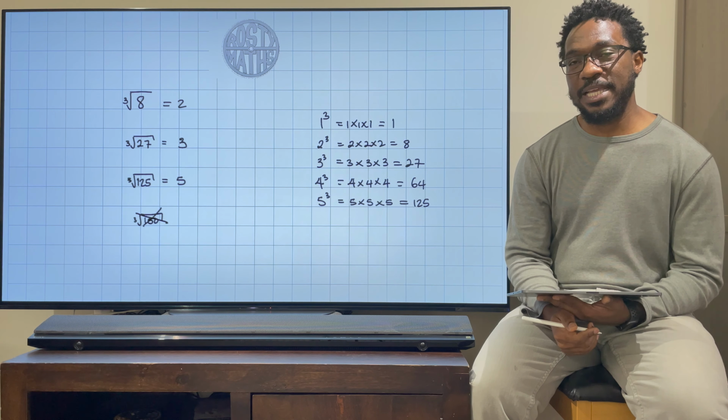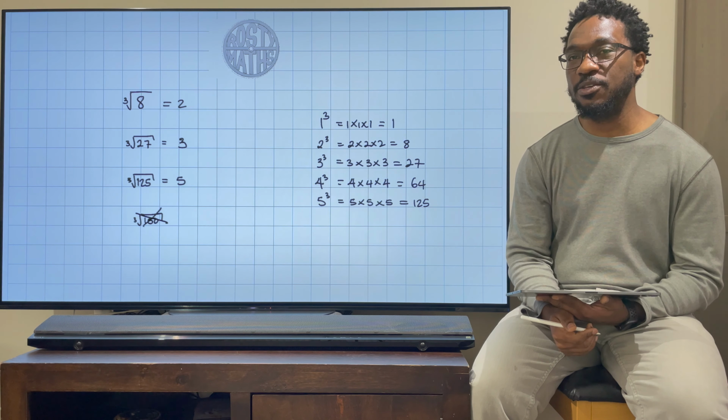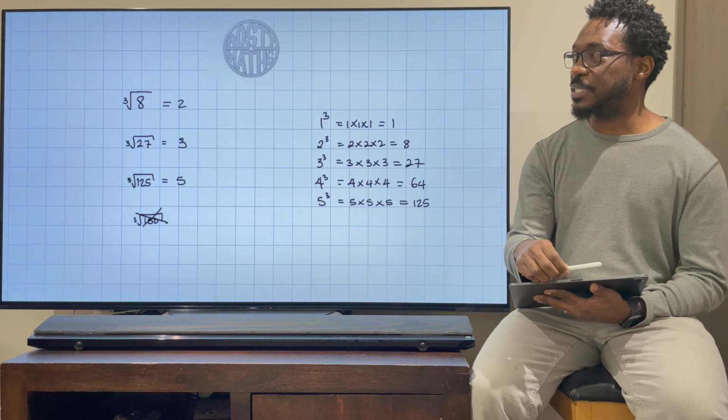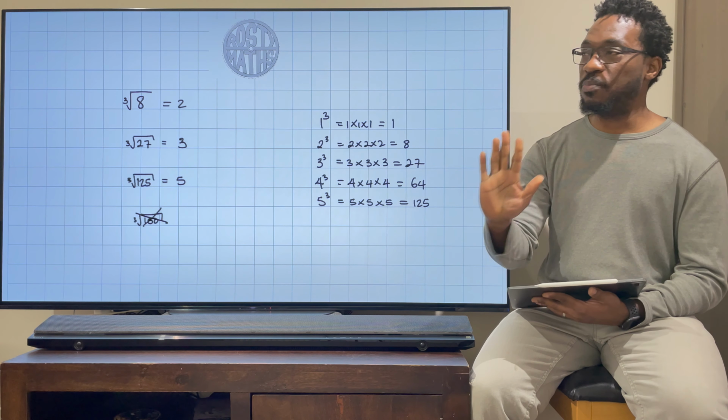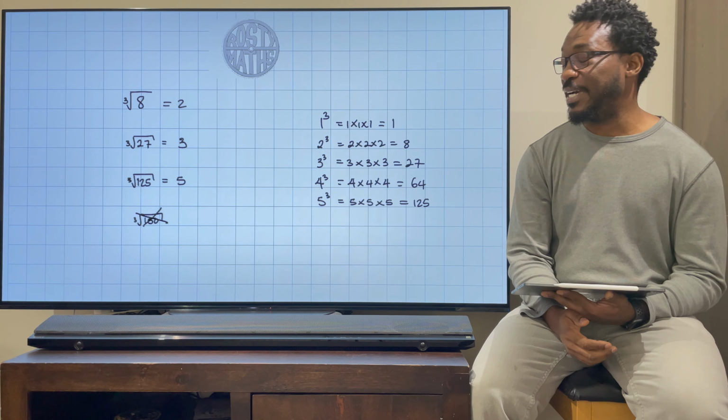And that brings us to the end of this really short video on powers and roots with cube numbers. So cube numbers and cube roots, okay? Don't be afraid of the cube roots. They're really not that bad. Quite friendly, to be fair, and you'll be okay.